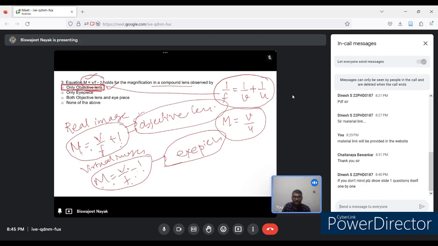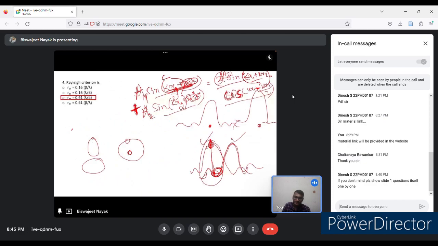So next question, the Rayleigh criterion. This basically tells us the resolution. So this one is R_th equals 0.61 lambda by beta. Here beta represents the numerical aperture. This derivation you can do, but I'm not doing it. It's a little bit complicated. Okay, sir, I will try. Actually, sir, in class also, sir didn't do this derivation.